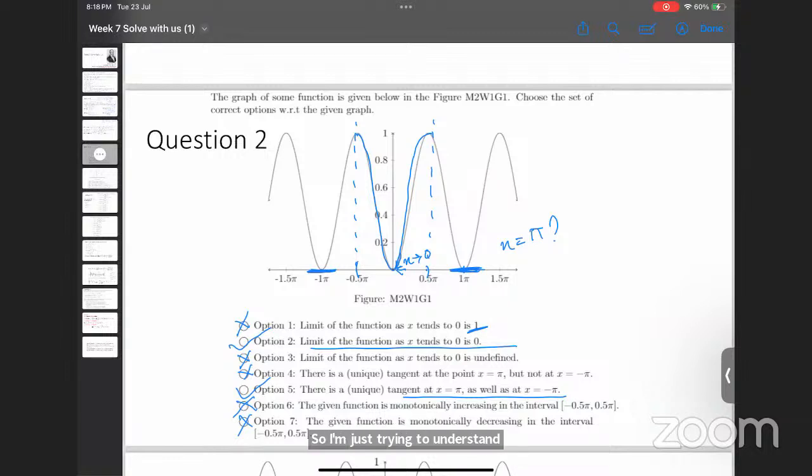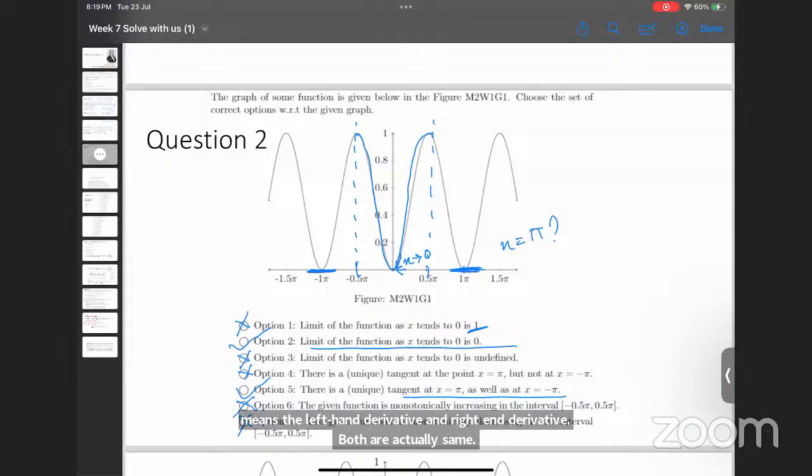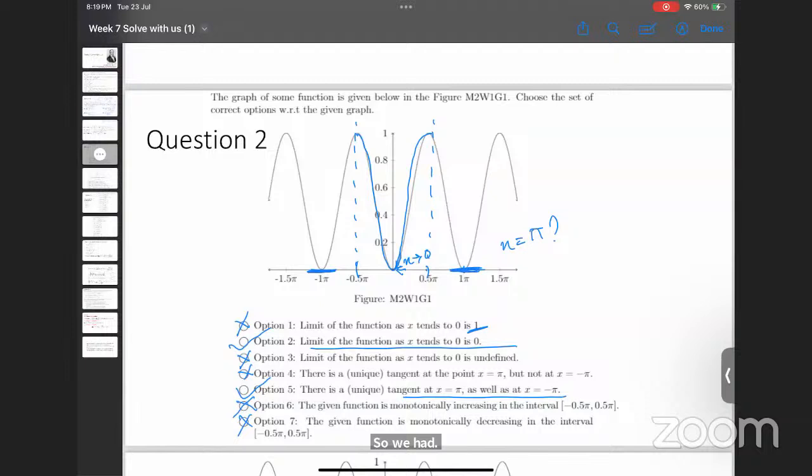If a graph is differentiable, then it will have a unique tangent at every point. What is the tangent for a graph? It is basically the value of the derivative at that point. That means the left hand derivative and right hand derivative are the same at that point. So if a graph is differentiable, then at each point the tangent line will be unique.